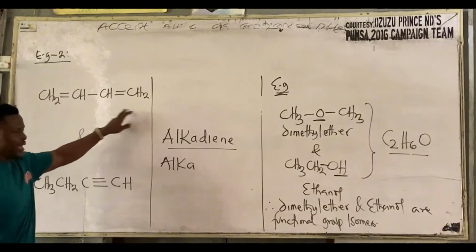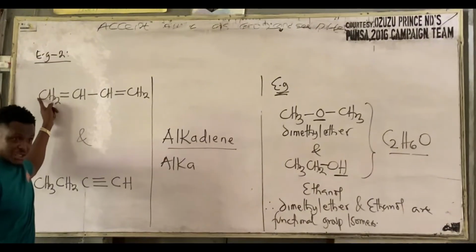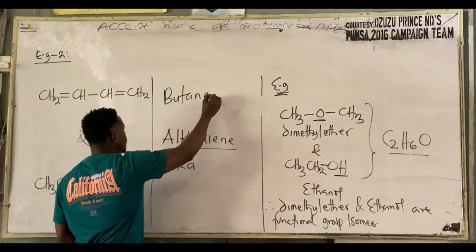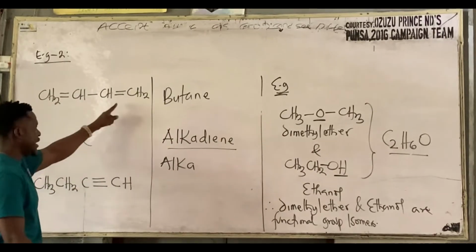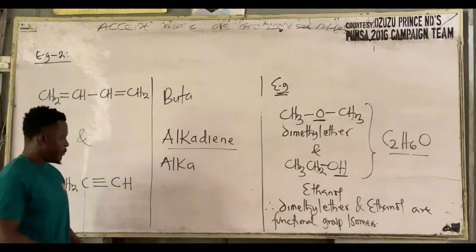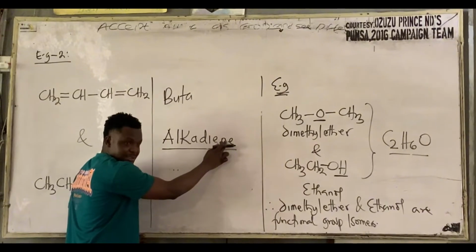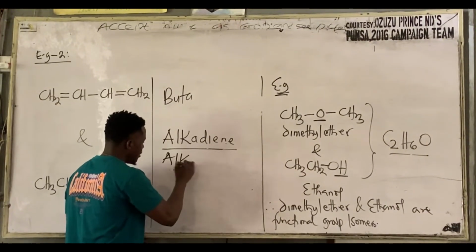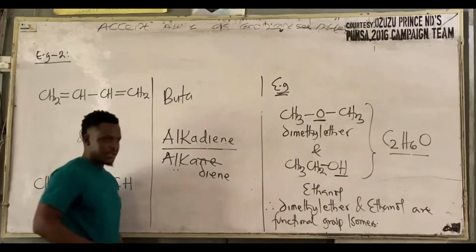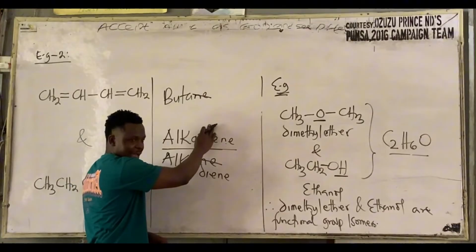How many carbons do you have here? Four. One, two, three, four. It's butane. Methane is also an alkane. But since you can see two double bonds here, you remove the "ane", because if you don't name two double bonds, it's named as an alkyne. The "ane" is removed and replaced with what? "Diene". So for butane, I'll remove this.